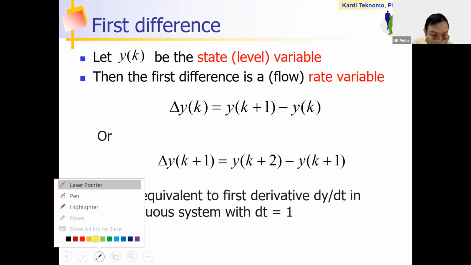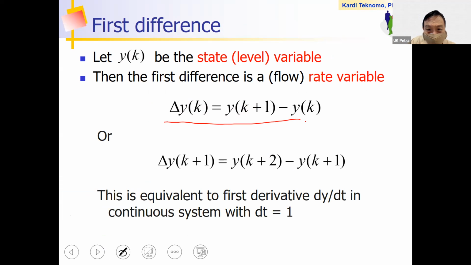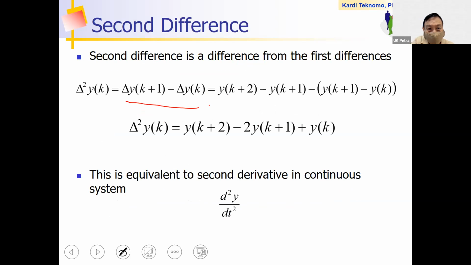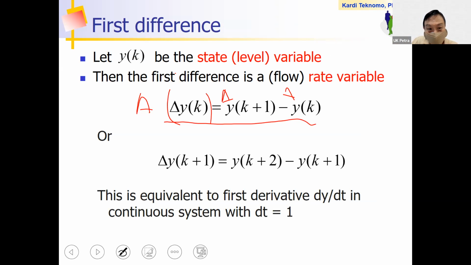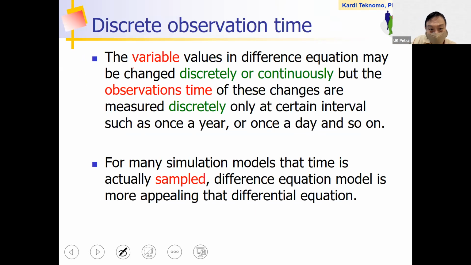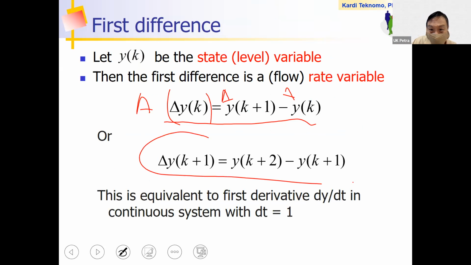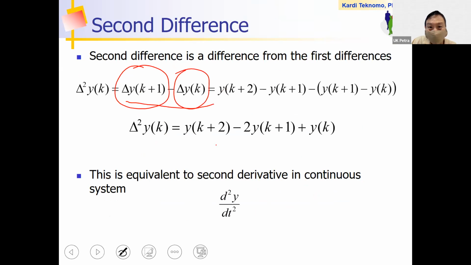Let me write down here. This is the first difference. If I put the second difference, I will put delta again of all of this, so I will have the delta of this one minus delta of that one. But we already know delta of yk earlier, it is this one, and we also know delta yk plus 1, which is earlier this one. Then we just input back, and we have yk plus 2 minus yk plus 1, minus this one minus again, so you have 2.